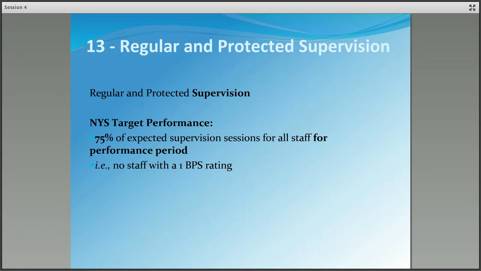Finally, our last PI is supervision. All staff are expected to receive at least 75% of their scheduled supervisions in the performance period. Let's take a look at how this is calculated.